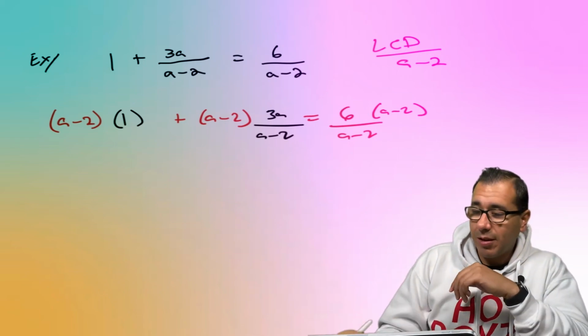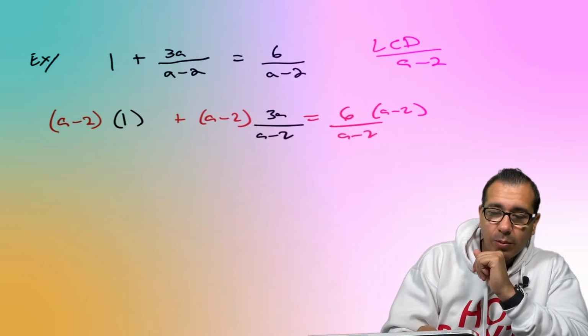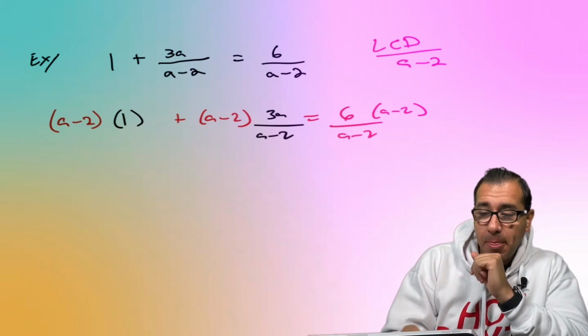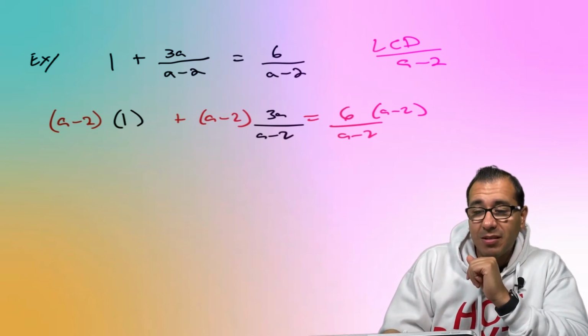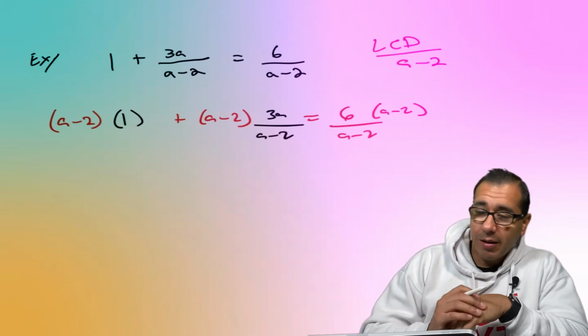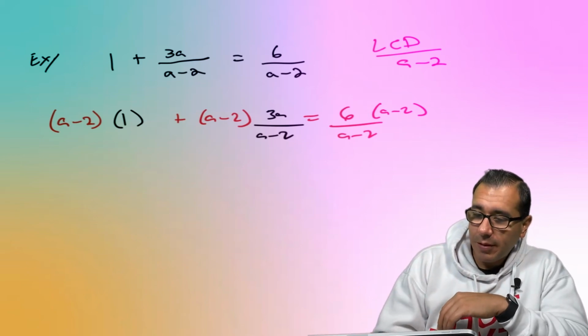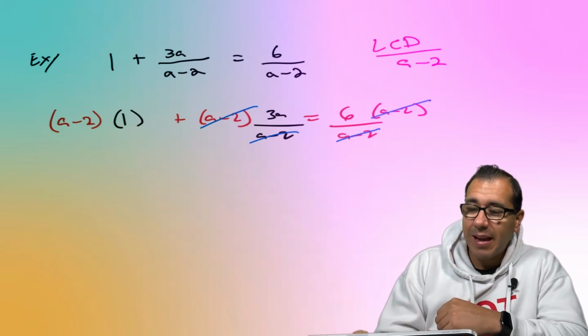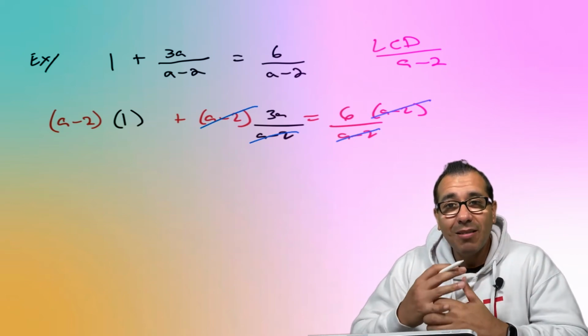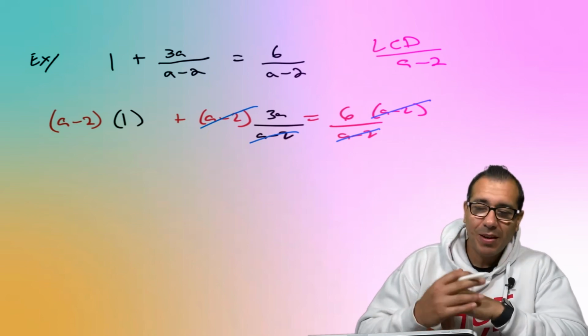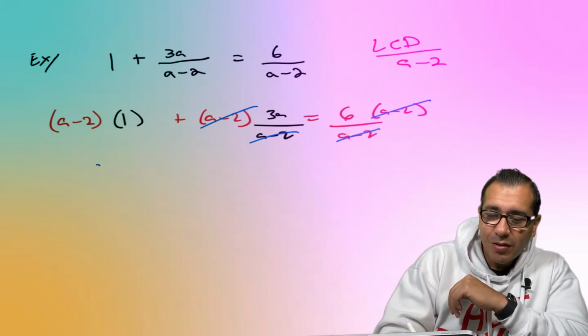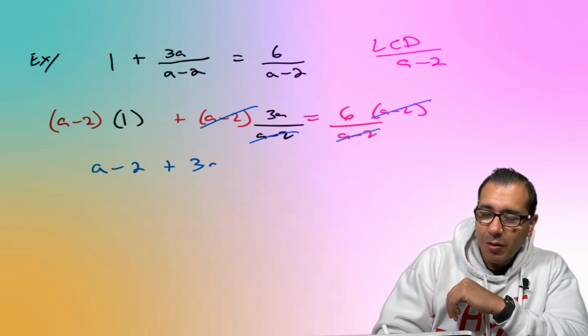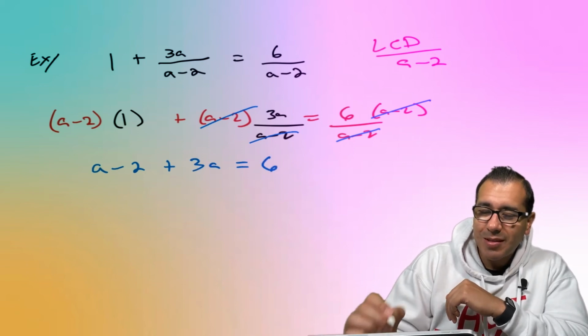All right, so let's go ahead and distribute. I'm going to multiply by 1. That's not going to change anything. Notice here, the a minus 2 factors are going to cancel. So this is going to cancel with this. Nice. This a minus 2 cancels with this a minus 2. So see how easy this problem really is once you get the big idea. So you're left with a minus 2 plus 3a, and that equals 6.